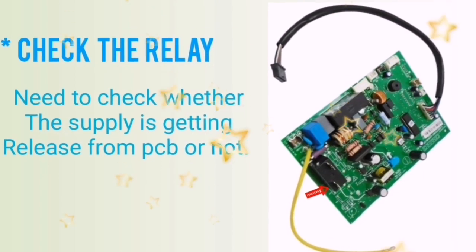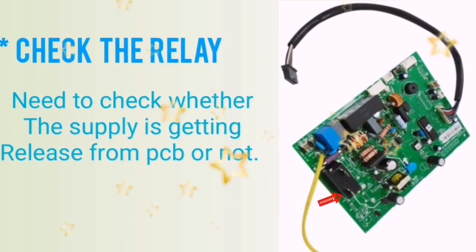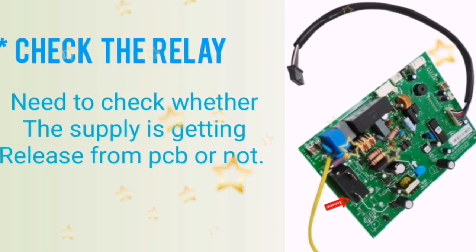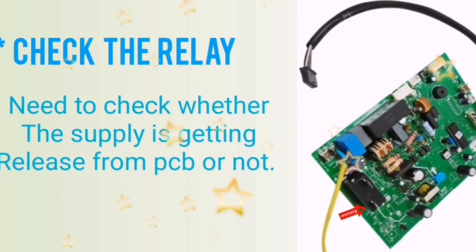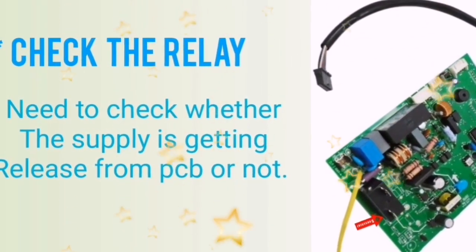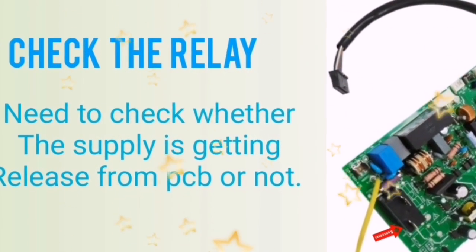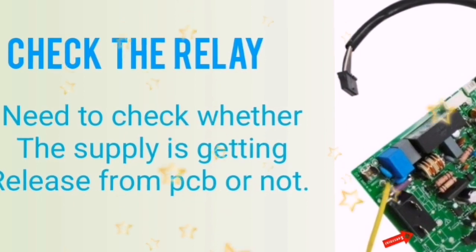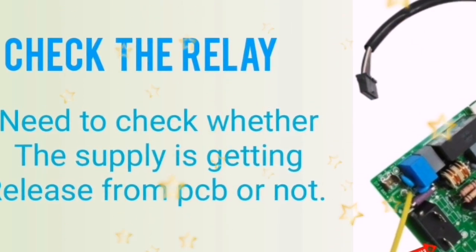Step 1. Check the indoor power circuit board. In this you can see a relay. In this relay we have power in and power out switch inbuilt, which means when the indoor unit gets on, after 3 minutes the PCB releases the power to our outdoor unit. If it releases the power, it means our PCB is good, and if it doesn't release, we have to change the PCB.